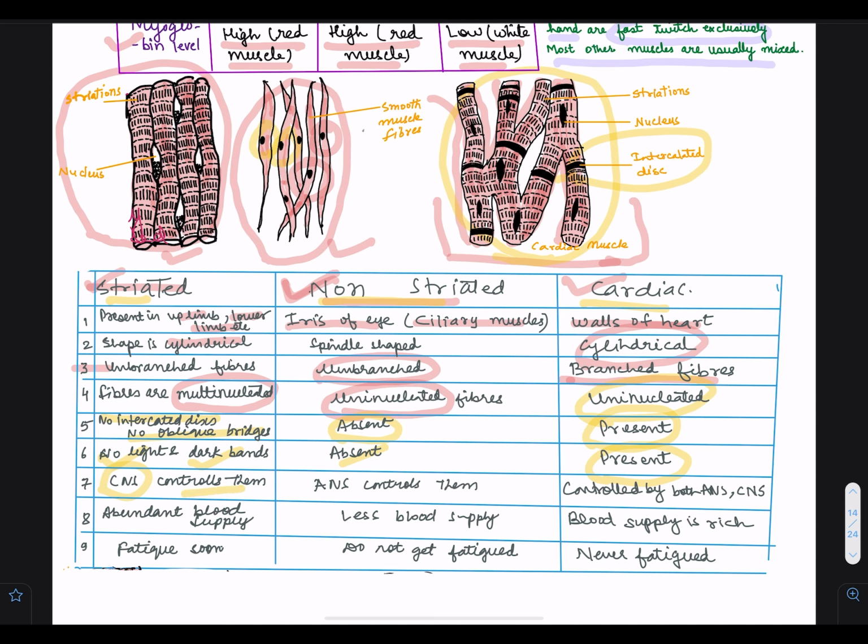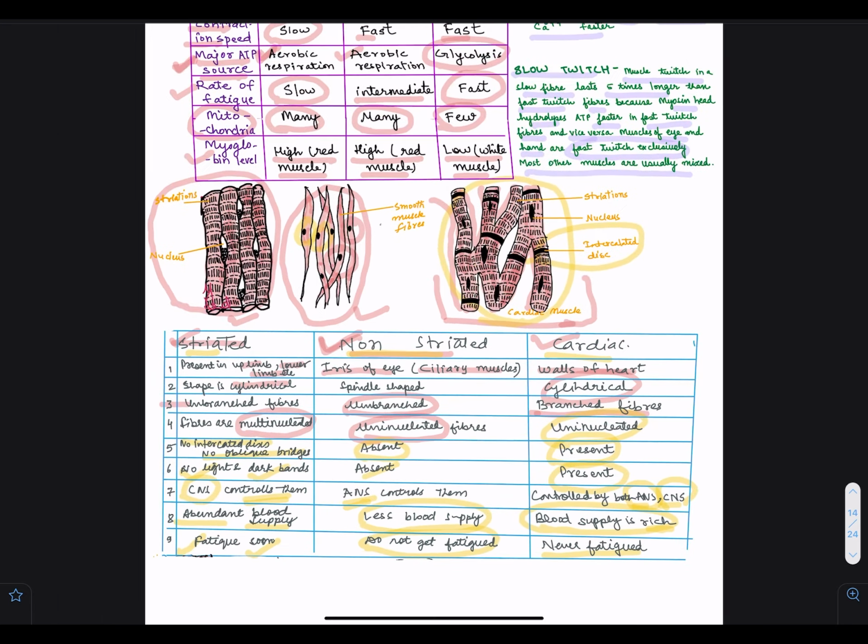CNS controls the striated muscles, while the non-striated muscles are controlled by the ANS, while the cardiac muscles are controlled by both ANS and CNS, the autonomic nervous system and the central nervous system. Now, the striated muscles have abundant blood supply, while the non-striated will have a lesser blood supply. Cardiac muscles too have a very rich blood supply. The striated muscles will fatigue very soon, while the non-striated muscles do not get fatigued, and the cardiac too never get fatigued.